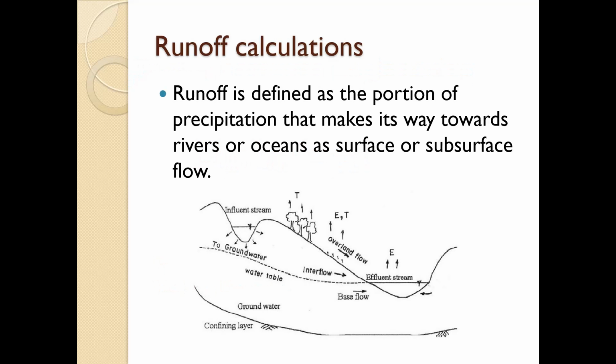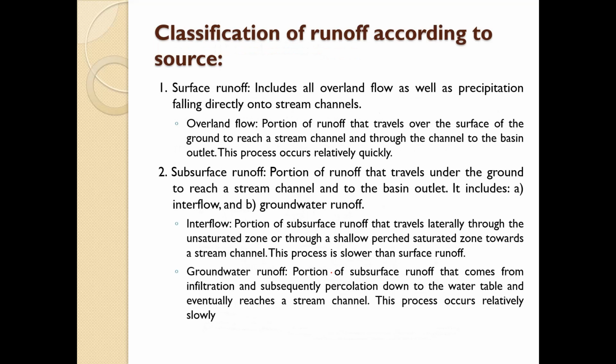We'll see the runoff calculation in this lecture. Runoff is defined as a portion of the precipitation that makes its way towards the rivers or oceans as surface or subsurface flow. As you can see in this diagram, which we have discussed earlier also, this is called interflow and this is the base flow. This is overland flow. So this is nothing but the portion of precipitation that makes its way towards the rivers by overland flow or interflow.